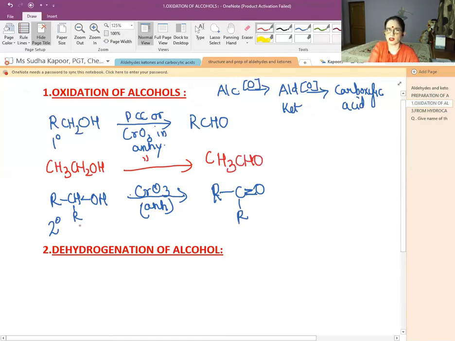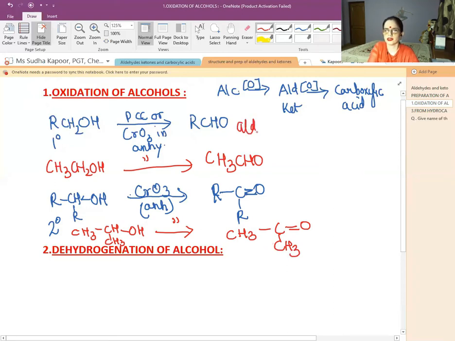Similarly, in the other case, if we have taken 2 degree alcohol, CH3, CHOH, CH3, all of you must be remembering it is isopropyl alcohol. Keeping the conditions the same, we will get CH3, C double bond O, CH3. That is acetone or propanone. So oxidation of 1 degree alcohol can give us aldehyde, while 2 degree alcohol can give us ketone.